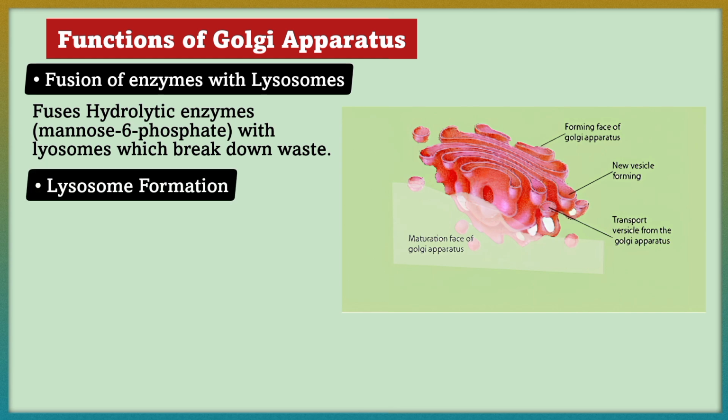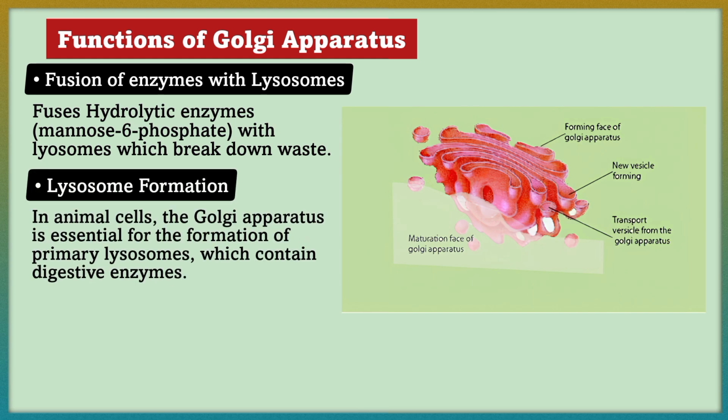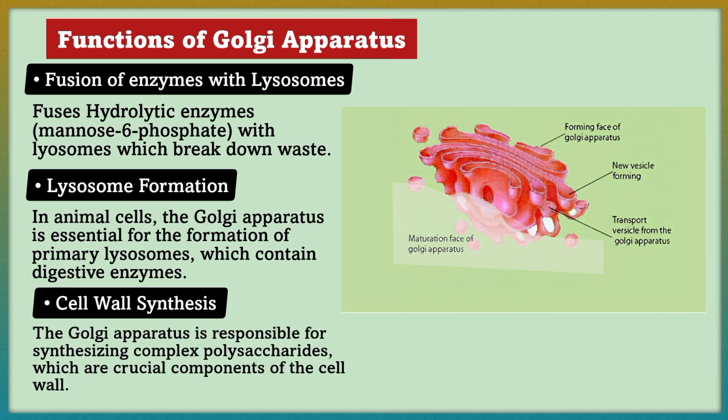Lysosome formation. In animal cells, the Golgi apparatus is essential for the formation of primary lysosomes, which contain digestive enzymes. Cell wall synthesis. In plant cells, the Golgi apparatus is responsible for synthesizing complex polysaccharides, which are crucial components of the cell wall. In essence, the Golgi apparatus is like the cell's post office, receiving, processing, organizing, and dispatching cellular mail to its correct address.